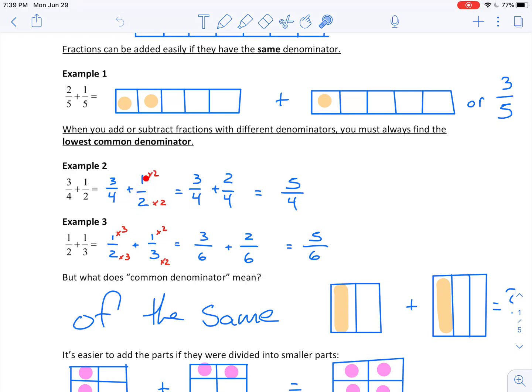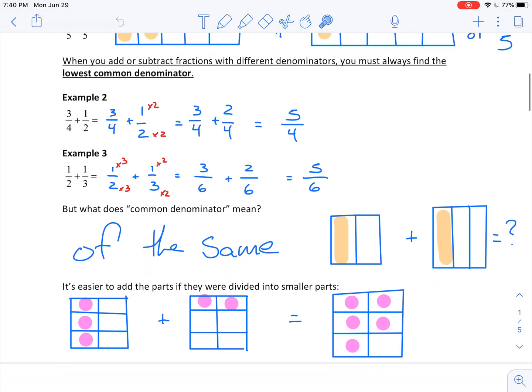I can actually change 1 over 2 to have the denominator of 4, and how I do that is I take the denominator and I multiply it by 2. Now what I do to the bottom, I have to do to the top. So this now becomes 3 over 4 plus 2 over 4. So they're of the same denominator now. So my denominator is the same, and I just simply add these together. 3 plus 2 gives me 5 of 4, 5 fourths.